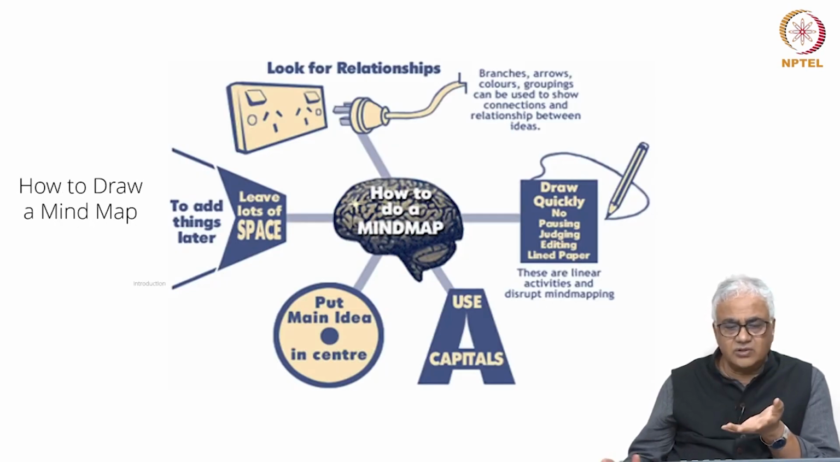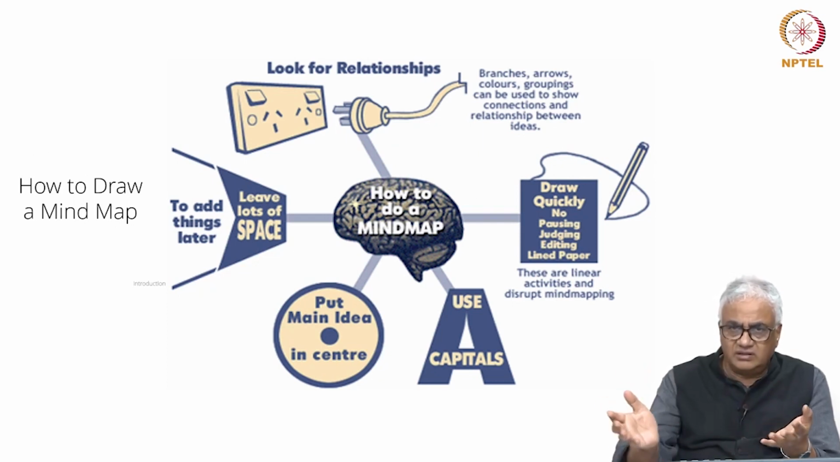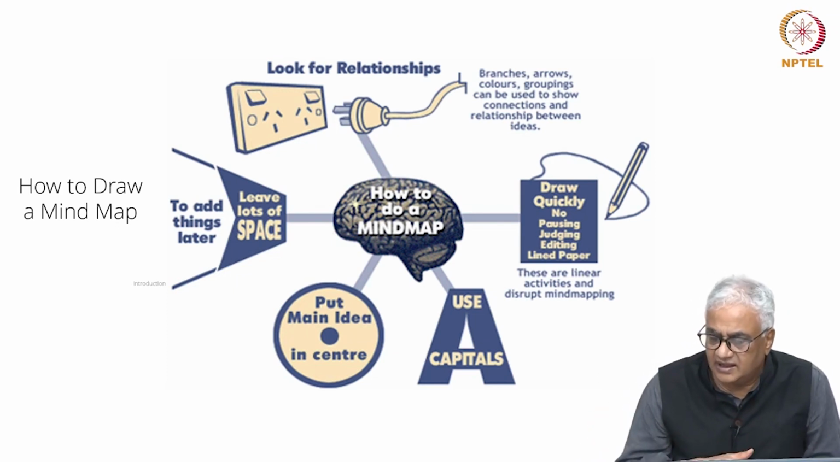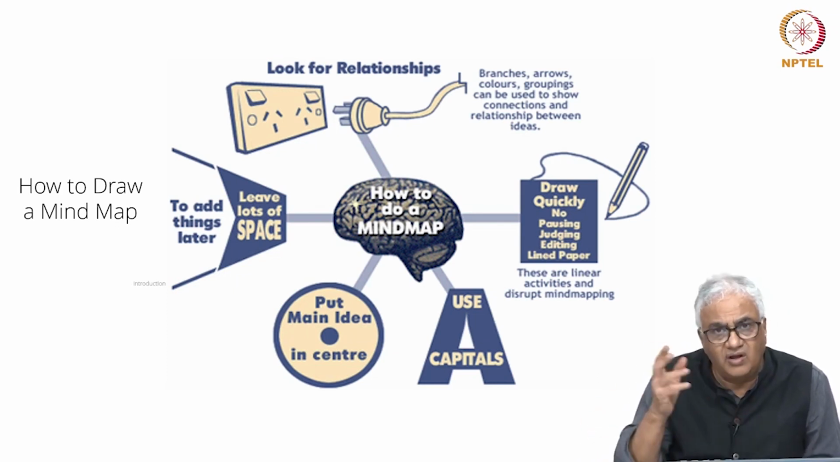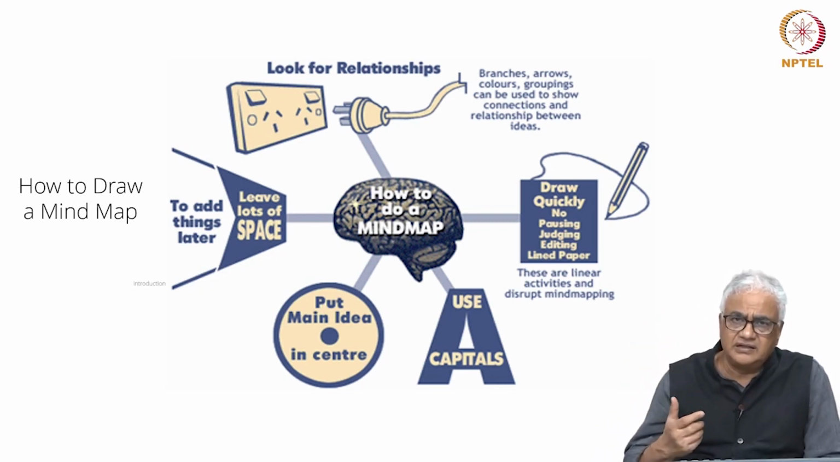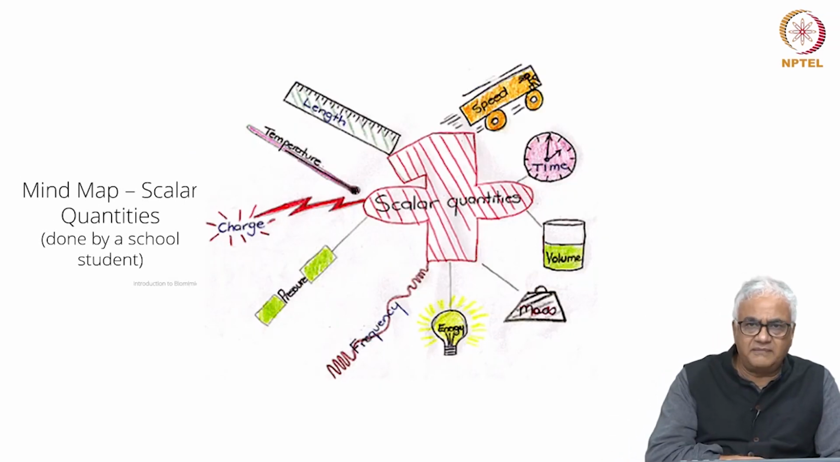So this is how to draw a mind map. So these are all rules: get thick, get more and more deeper, draw quickly, use capitals. All these are extra rules, anything to help you understand mind mapping in a better way. Look at this, drawn by a kid. Well, look at the way he's drawn mind maps.